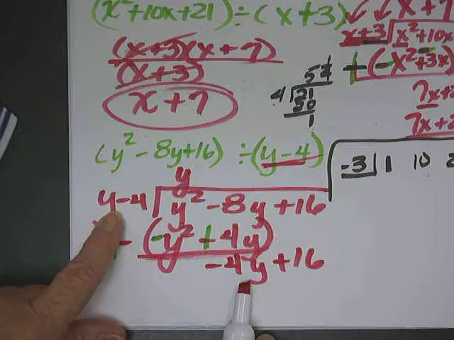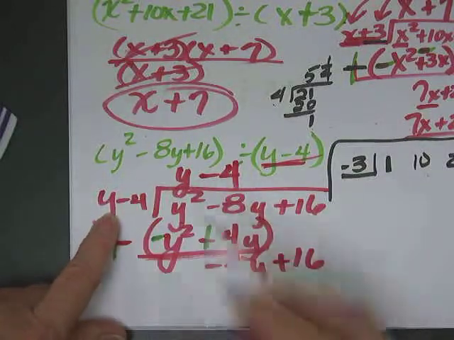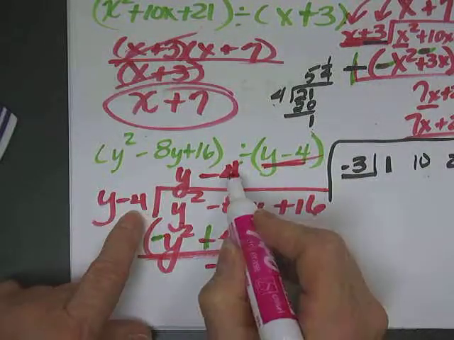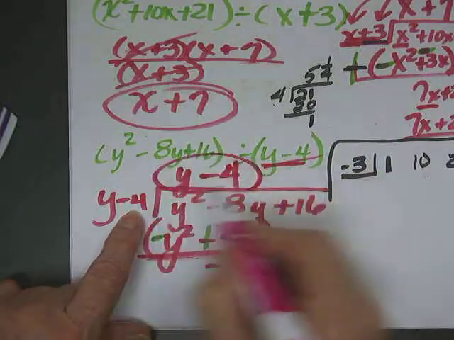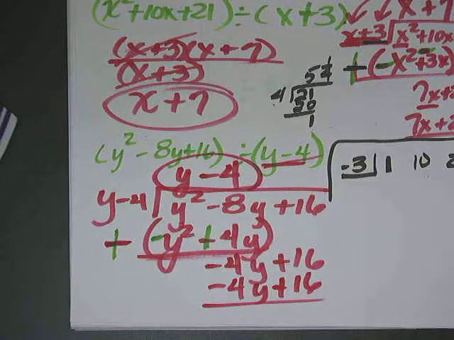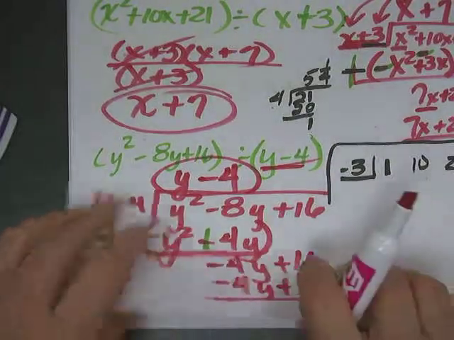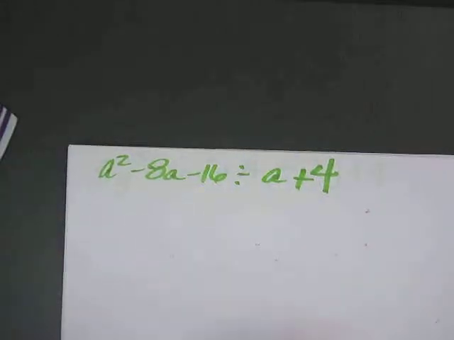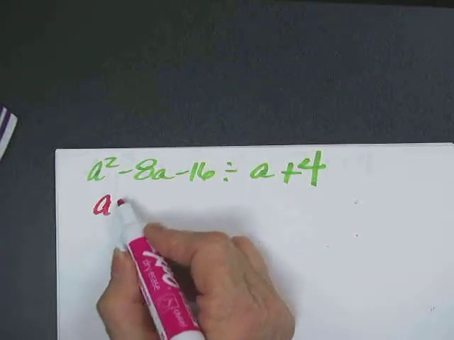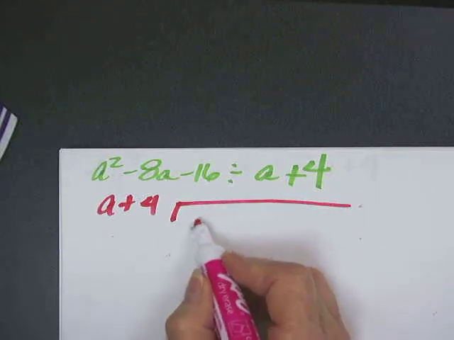Okay? So we got negative 8, positive 4 is negative 4y. Now plus 16. Y times what will give us this? 4. Negative. Right? Negative 4. Okay. Negative 4y. Then negative times negative is positive. It's exactly the same. You don't have a remainder. Your answer is just y minus 4. Okay.